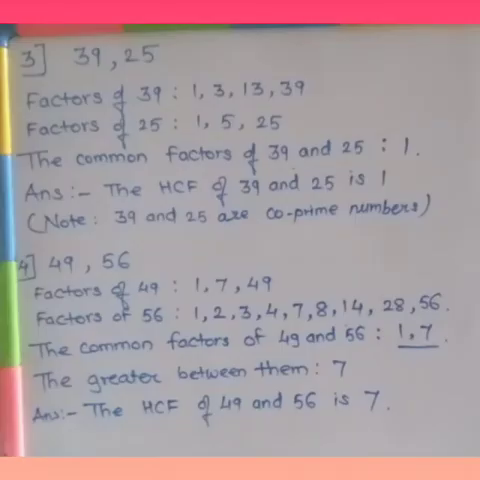Now third: 39, 25. The factors of 39: 1, 3, 13, 39. Factors of 25: 1, 5 and 25. The common factor of 39 and 25 is 1. Answer, the HCF of 39 and 25 is 1. So note here, 39 and 25 are co-prime numbers. Now fourth sum: 49, 56.